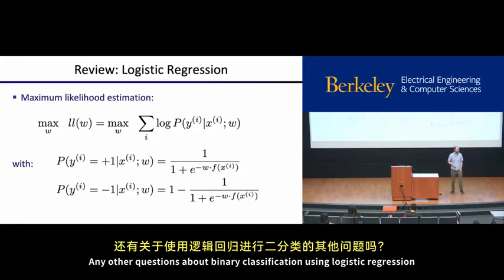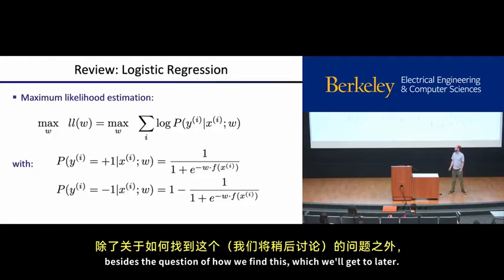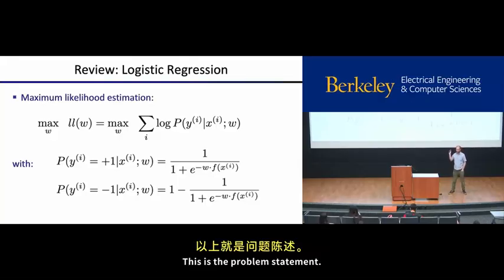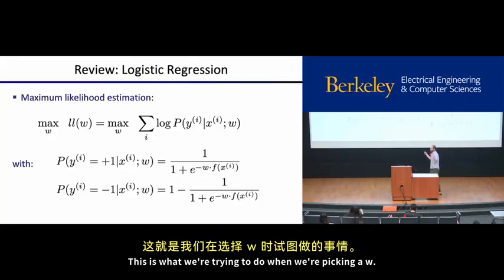Okay, any other questions about binary classification using logistic regression, besides the question of how we find this, which we'll get to later. This is the problem statement. This is what we're trying to do when we're picking a W.